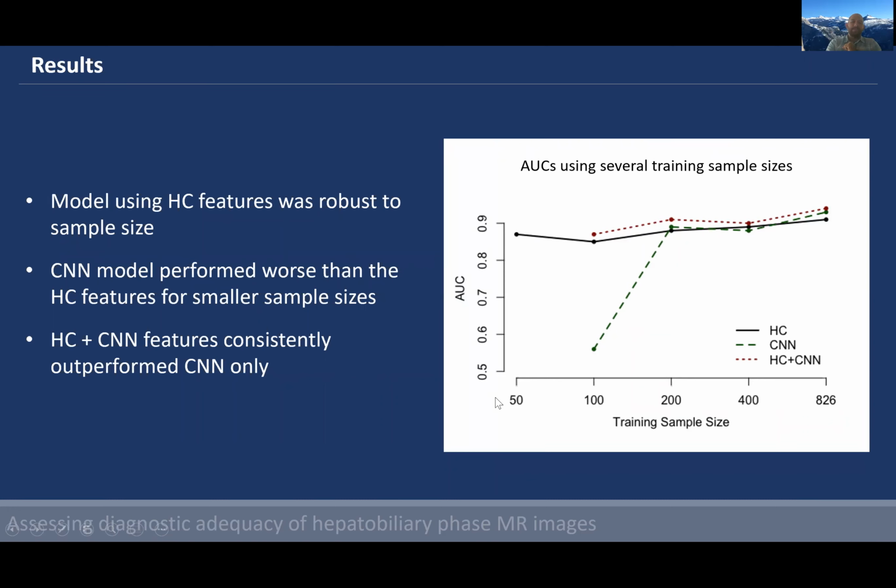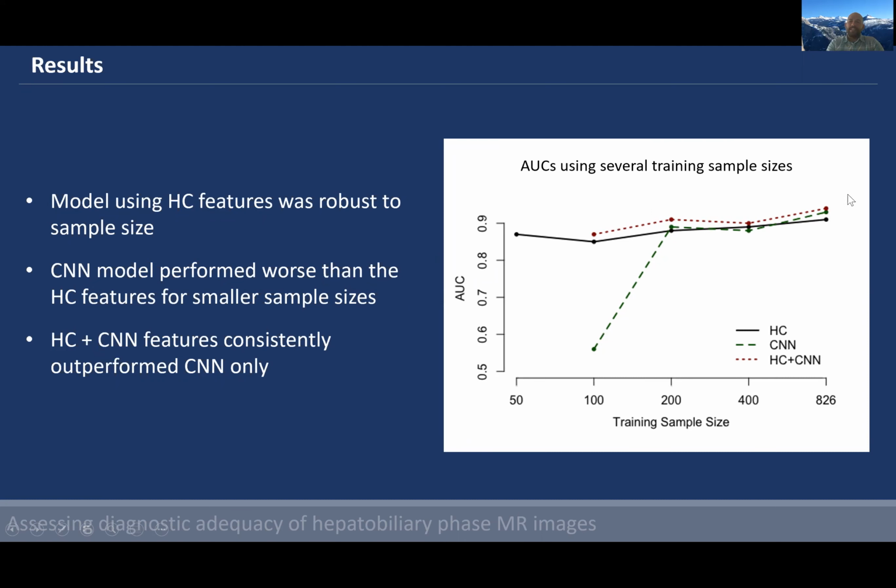This was 50 images from maybe 25 to 30 patients. The CNN wouldn't converge at this point. And for low sample sizes like this, the CNN also performed only slightly better than random. Another thing to point out is when we combine the handcrafted and CNN features, that model consistently outperformed both handcrafted and the CNN only features.